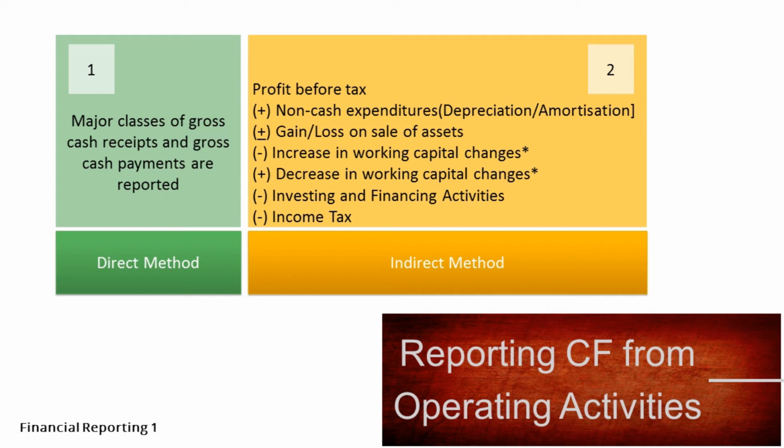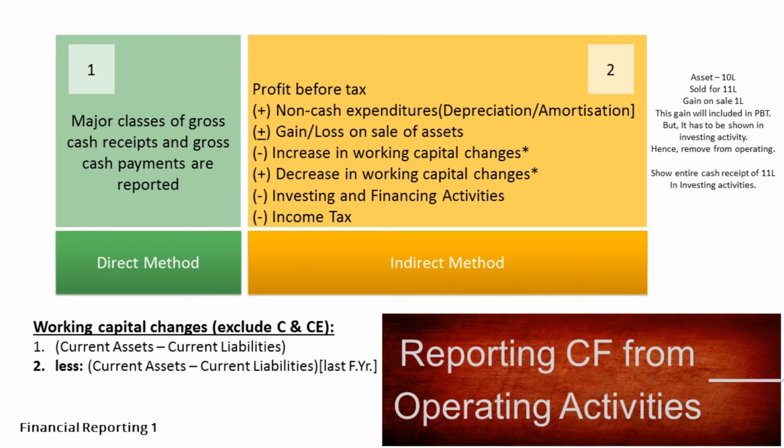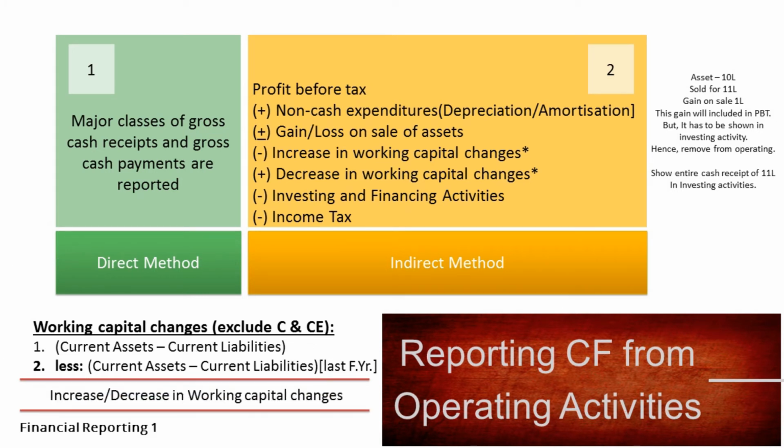We need to add back non-cash expenses like depreciation or amortization, because cash flow statement reports only cash basis, not accrual basis. Then any gains or losses on sale of assets have to be removed or added back. Let's see an example why we are removing. Asset costing 10 lakhs sold for 11 lakhs. There is a gain of 1 lakh which will be included in profits, because profits are reported on accrual basis, but the entire cash receipt is from investing activity, hence remove it from operating and show the entire cash receipt under investing activities. Next, add or decrease working capital changes. See next slide for better understanding.